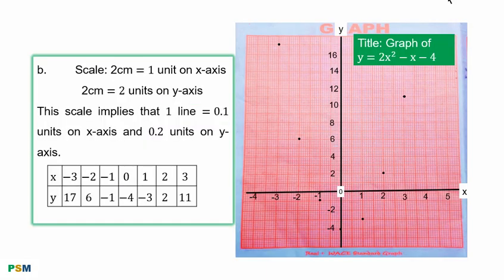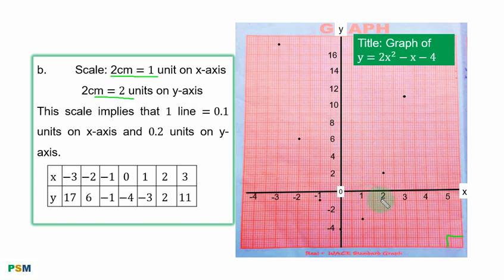B part of the question, we are to plot the graph. This is the given scale in the question. On the x-axis, 2 cm to 1 unit. This graph I'm using, one bus, that is 1 cm, contains 5 lines. So to get 2 cm, you have to combine 2 buses. So from the origin to the end of the second bus is 1.